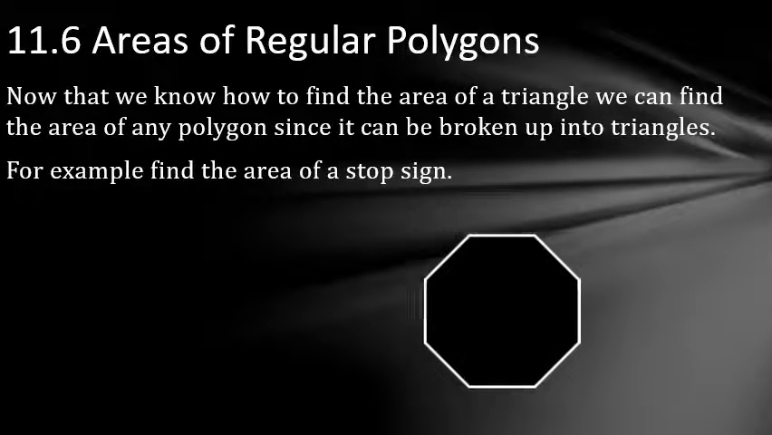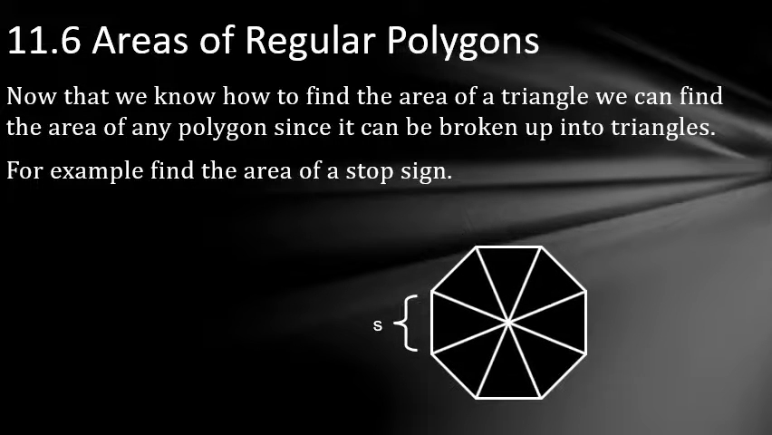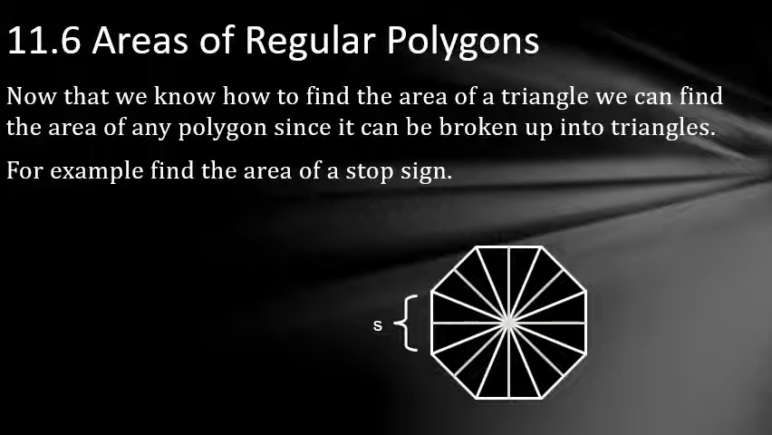Well, that's an octagon. If I draw all the diagonals, look at that, it's a bunch of triangles. To find the area of the triangles, I need the heights. So let's draw the heights. If I find the area of those triangles and add them together, I have the whole thing.